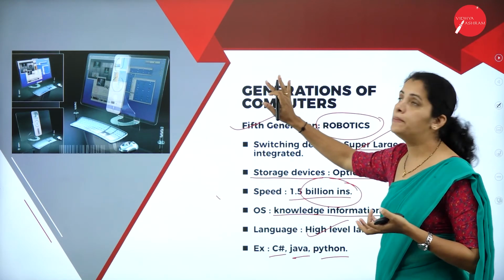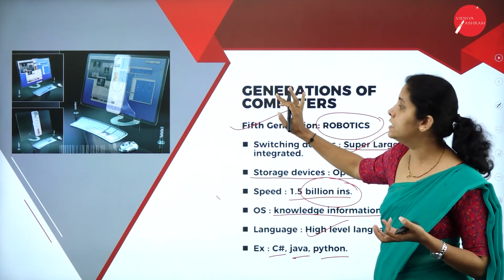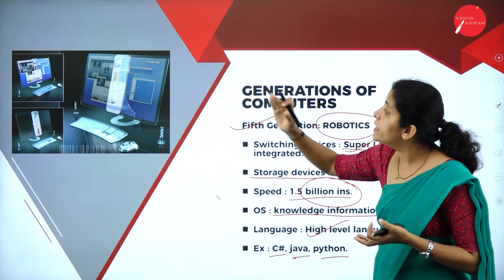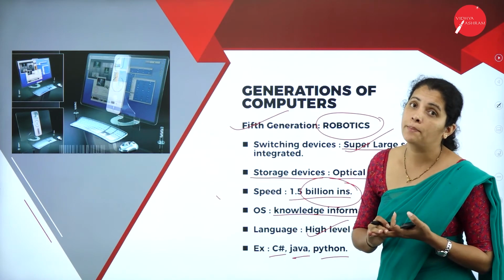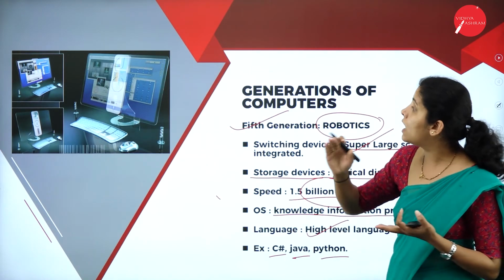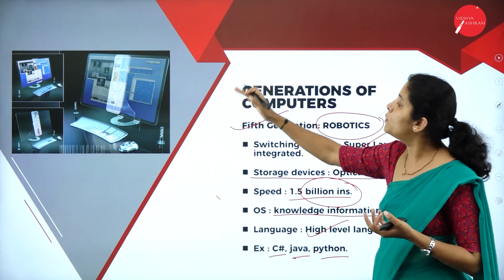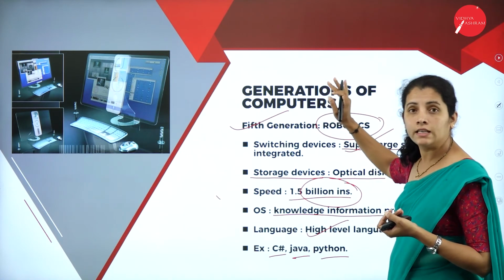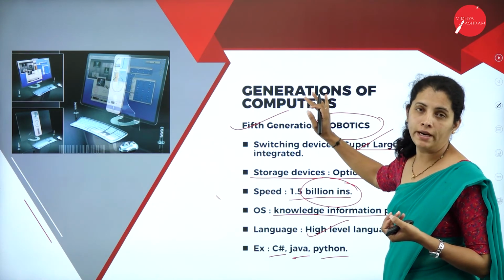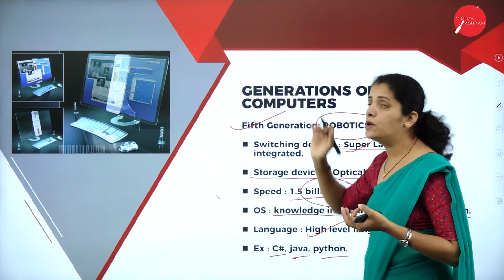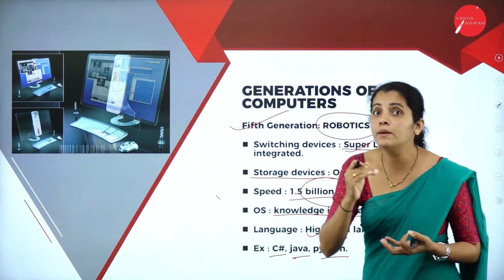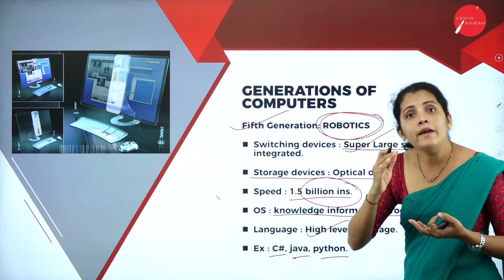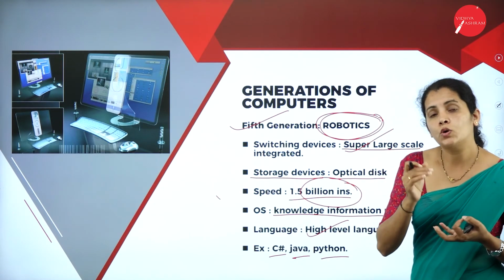It is mainly based on artificial intelligence, and the execution speed of the computers is very high, and the storage capacity of these computers is very high. Then what is the disadvantage of fifth generation computer? That is nothing but unemployment, because here we are mainly going to focus on the development or design of robotics.